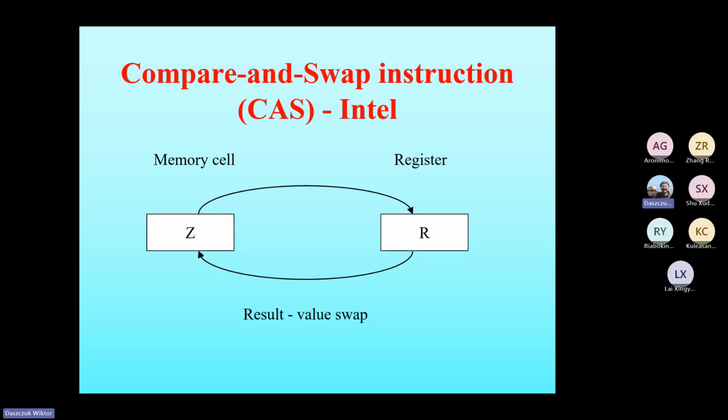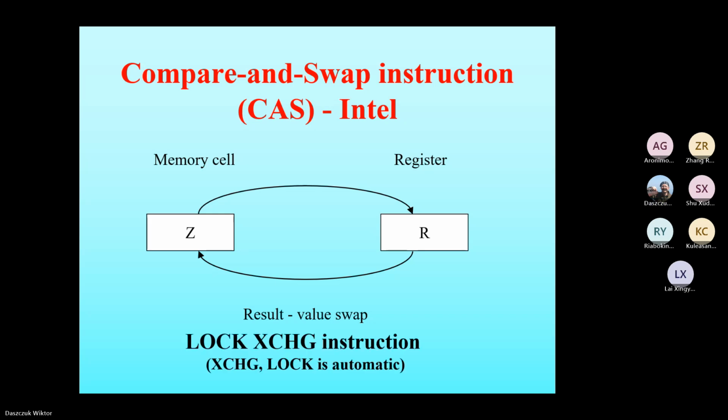This instruction is lock exchange. Exchange in Intel exchanges two registers, or a register with a memory location. And lock is the prefix that informs the bus arbiter that we will perform two operations that should be treated indivisibly.